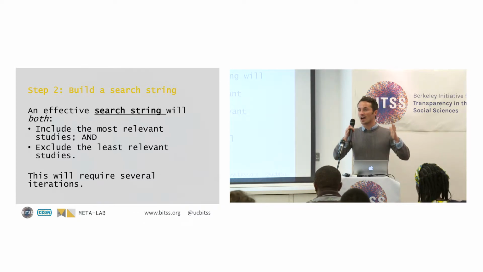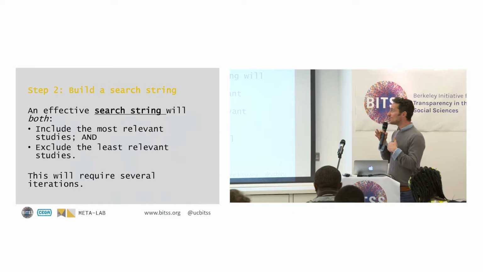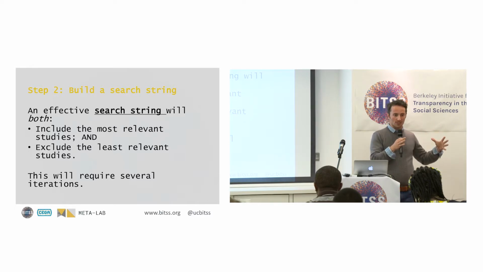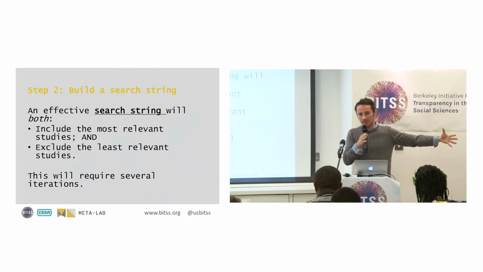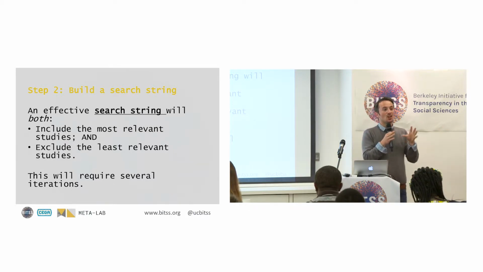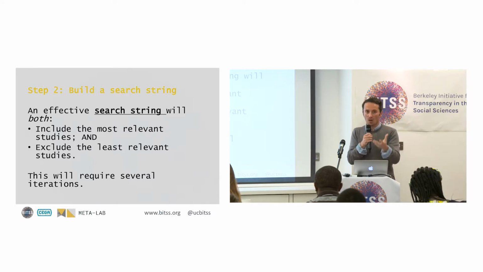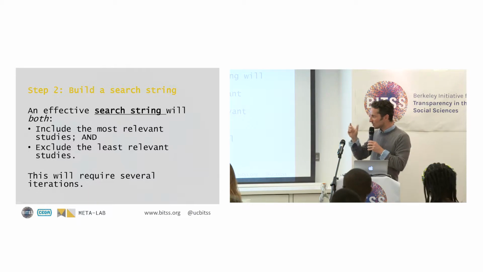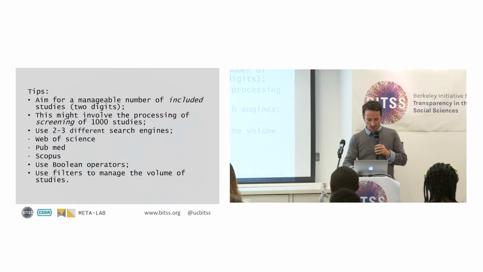You want to have all the most relevant studies, but you want to exclude the least relevant ones, and you don't want your relevant studies to be part of a batch of 1 million articles. Ideally, you would develop a search string that has, for example, 1,000 items and 1,000 relevant items, which is a very difficult thing to achieve. So like I said, this will require different iterations.